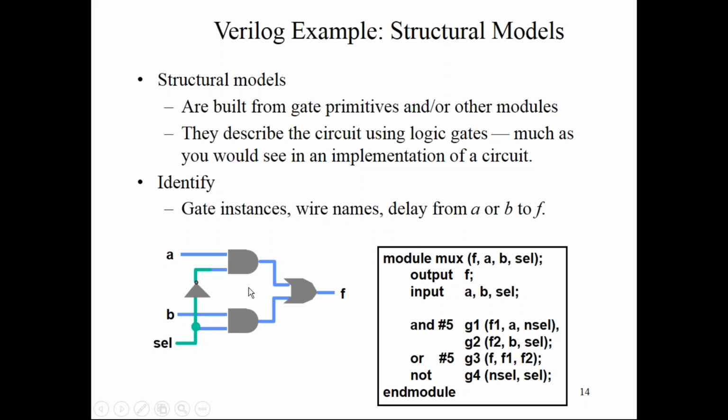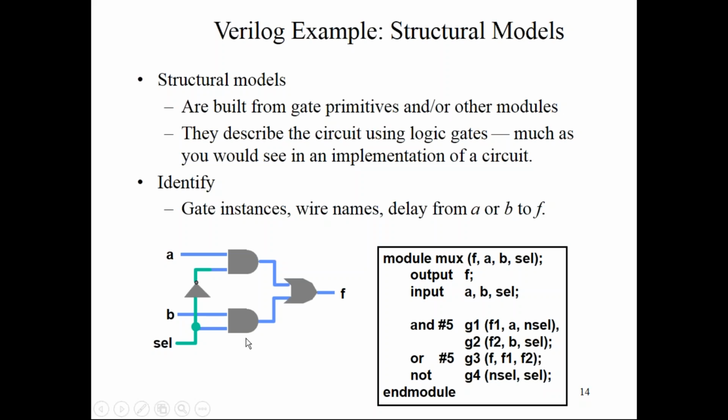So here you are having two AND gates. For G1, the output will be F1 here, and the input is A, and this other input is the selection line NOT, that means NSEL. And for this AND gate, this is F2. Sorry, this is B, and the output is F2, and the selection line will be SEL.